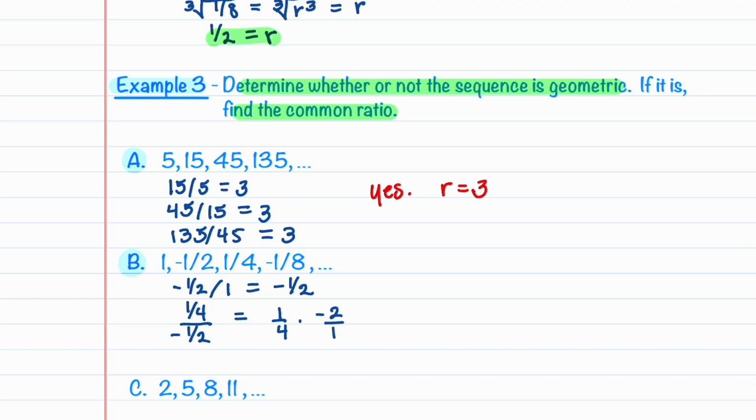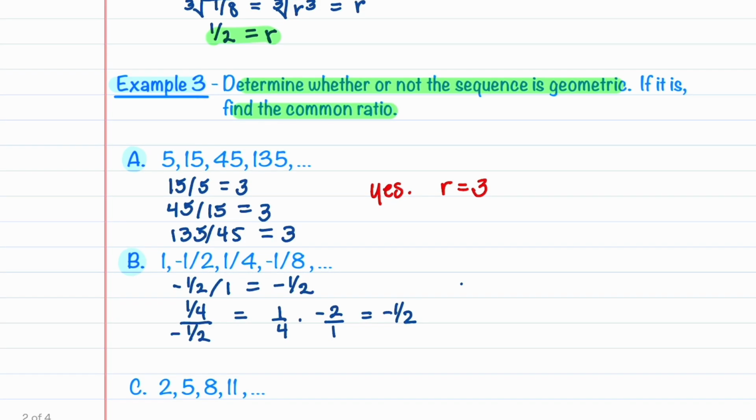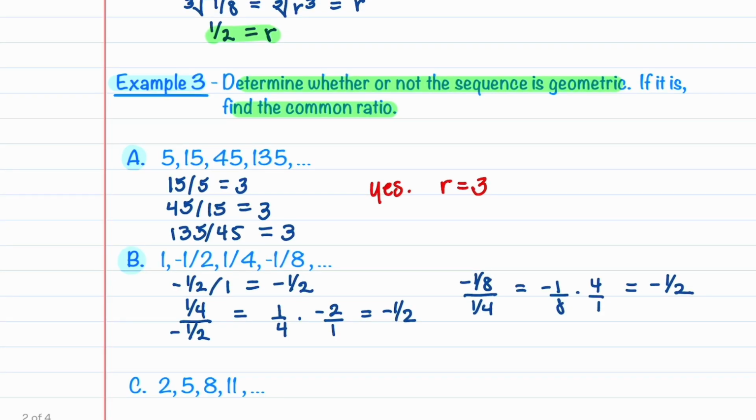That's the reciprocal of 1/2. And we get minus 1/2. Now let's do the same thing for the fourth term and the third term. So we're going to have a minus 1/8, and we're going to divide that by 1/4. So this is a minus 1/8 times 4/1, which is minus 1/2. And you can see that we have a common ratio for all of the consecutive terms.